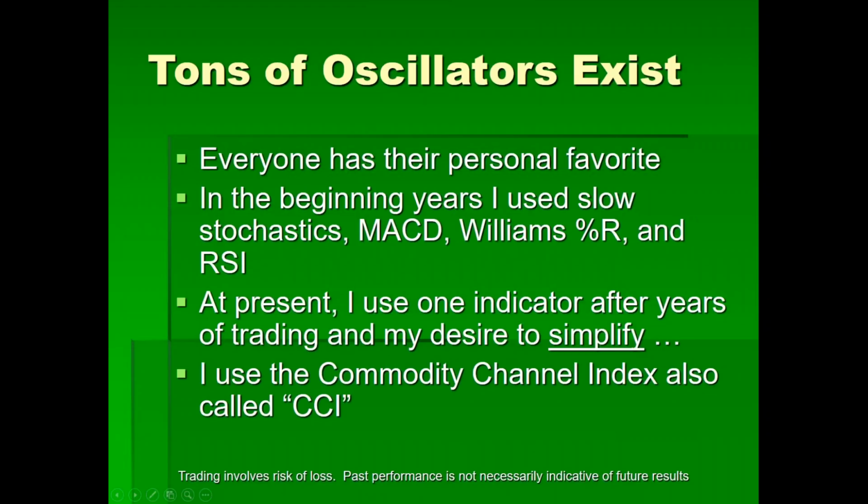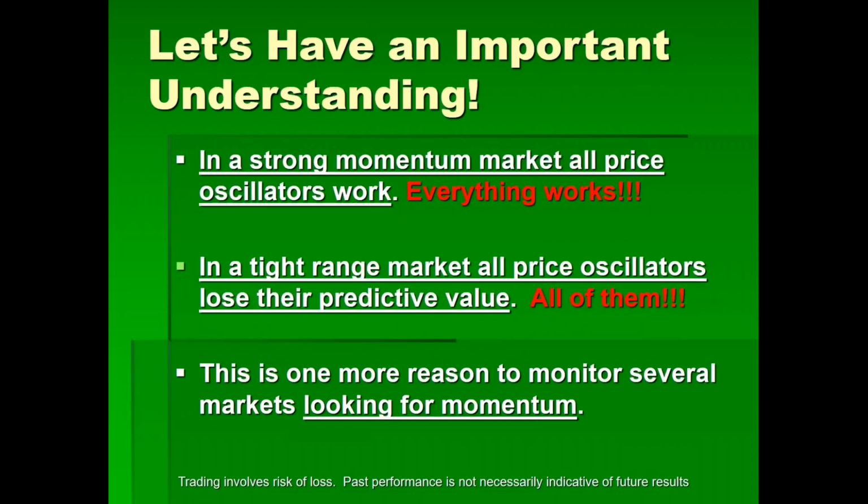And if you heard my presentation on day trading, it's the same instrument. This is what no one will tell you. I want to tell you that in a strong momentum market, all price oscillators work. Everything works. You name it, it will work. You want a moving average cross? Pick any number. It's going to work in a moving market. In a tight range market, all price oscillators lose their predictive value, and I mean all of them.